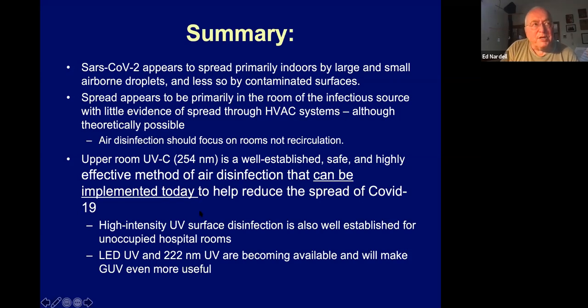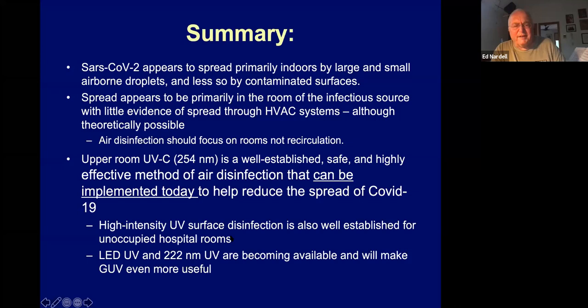If you mention it to most engineers, they won't know what you're talking about because it hasn't been used in the United States very much in recent years. Many are anxious to learn about it, and ASHRAE, the American Society of Heating and Ventilation Air Conditioning, has an active committee on upper room germicidal UV to get out guidelines for engineers. There are plenty of guidelines out there already. It's not hard to do, but you need to find some expertise of people who have done it before.